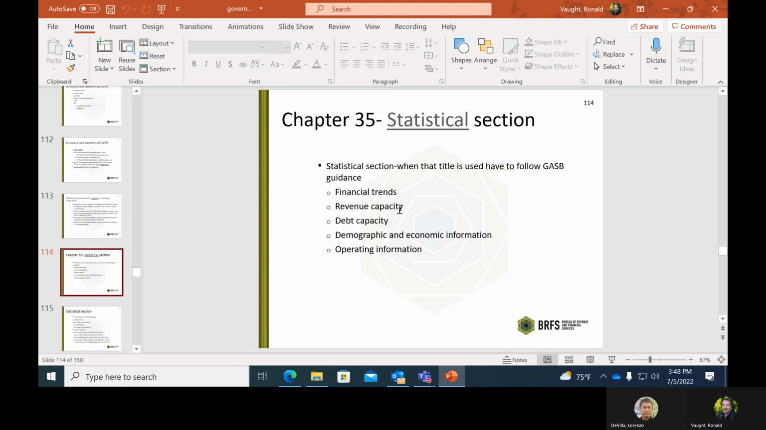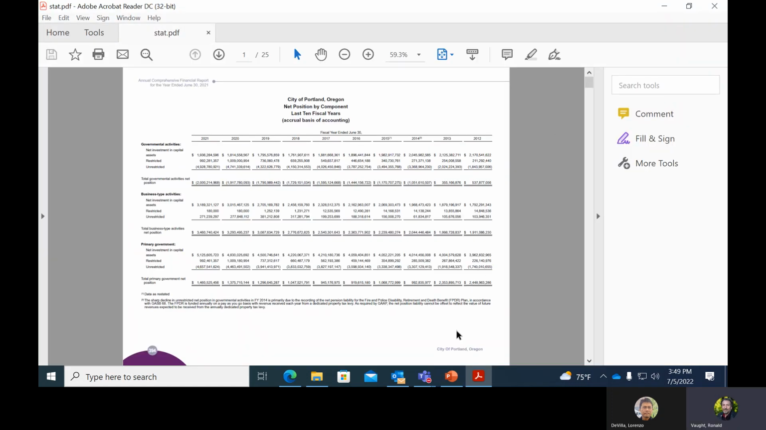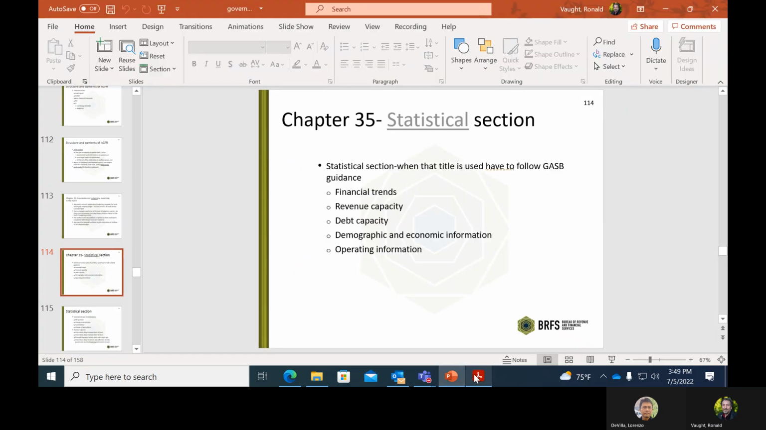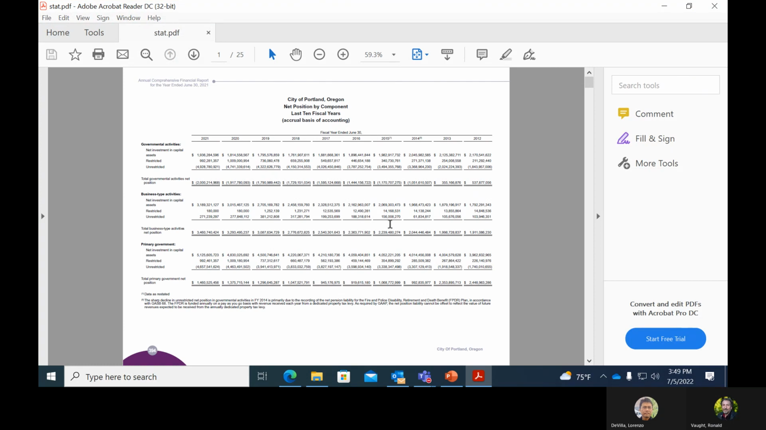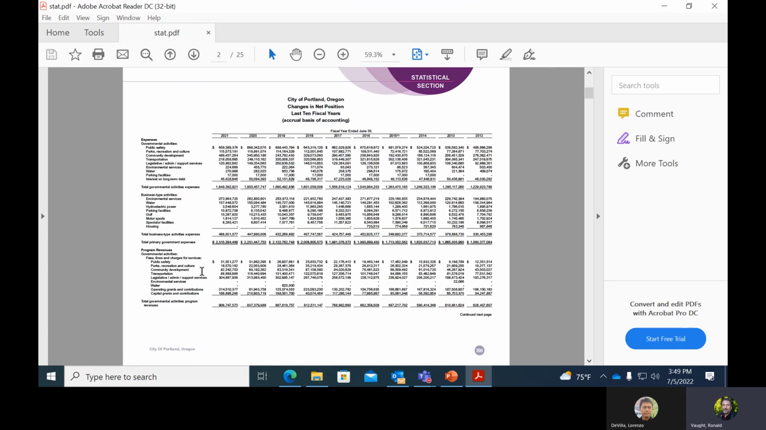At the end of the book is our statistical section, which has the financial trends, revenue capacity, debt capacity, demographics, and operating information. Basically it starts off with government-wide information, showing net position trends over 10 years for governmental activities and business-type activities in the primary government. And then we look at the changes in net position for each of them.